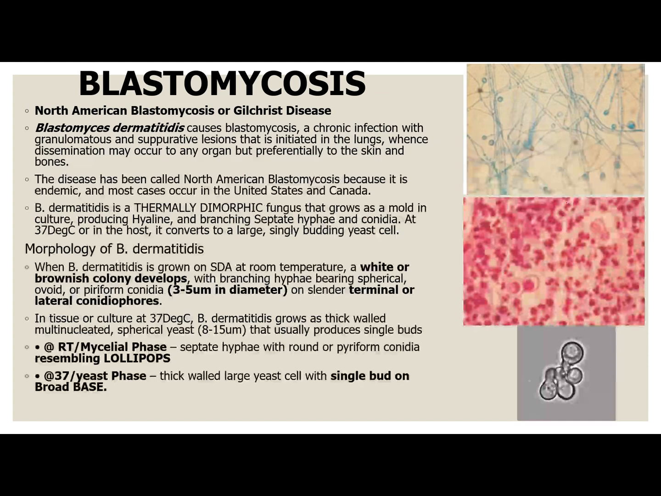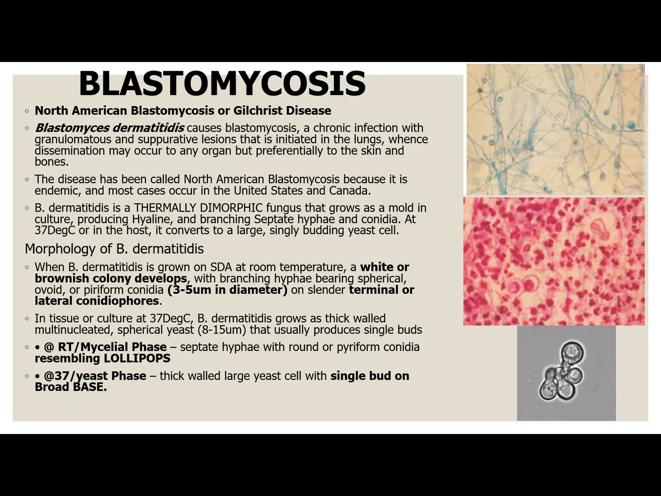Now let's go to the third type of systemic mycosis, class, blastomycosis. Blastomycosis is also known as North American blastomycosis or Gilchrist disease. It is caused by the fungus Blastomyces dermatitidis. It is a chronic infection with granulomatous and suppurative lesions that is initiated in the lungs. Hence, dissemination may occur to any organ, but preferentially to the skin and bones. The disease has been called North American blastomycosis because it is endemic, and most cases, class, would occur in the United States and Canada.